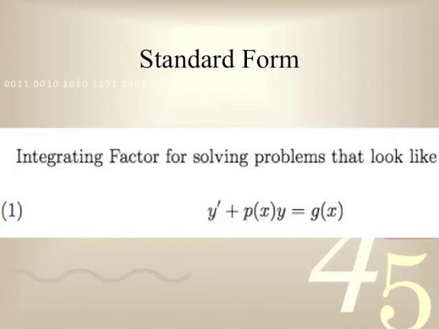That just basically means that the coefficient for y prime should be 1, and the coefficient for y should consist of x's and constants only, and all other loose x terms and constant terms should be moved to the right side of the equal sign.